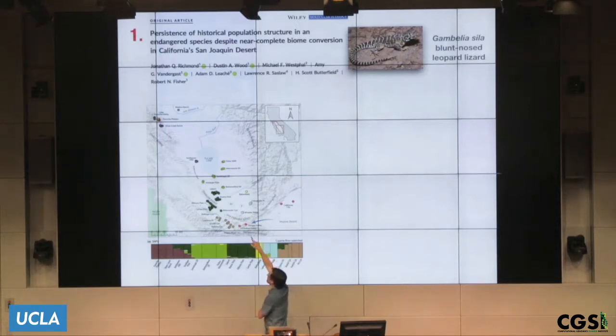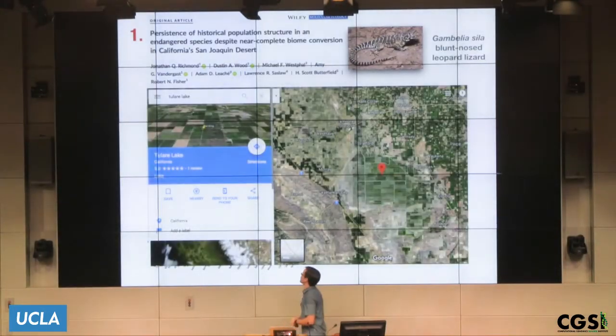What you'll see on the map that's interesting is this Tulare Lake. If any of you have driven the Central Valley, you'll say, wait, I don't remember a very large lake in the Central Valley. And you would be correct, because that lake, if you look it up on Google Maps, looks like this, okay? About 100 years ago, it was completely drained and converted to agricultural land.